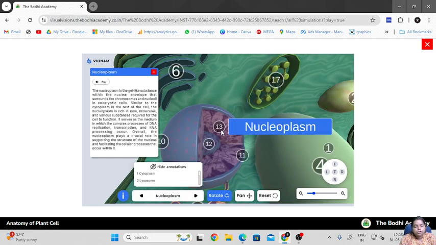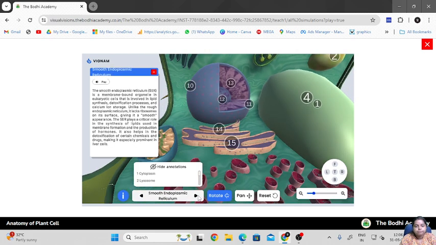Then we'll see about the nucleoplasm. This is a gel-like substance, like how the cytoplasm is present in the cell. So here in the nucleus, the gel-like substance which is there is called the nucleoplasm. It serves as the medium in which complex processes of DNA replication, transcription and RNA processing occur. Overall, the nucleoplasm plays an important role in supporting the structure of the nucleus and facilitating the cellular processes that occur within it.